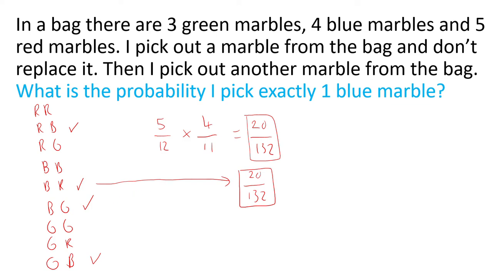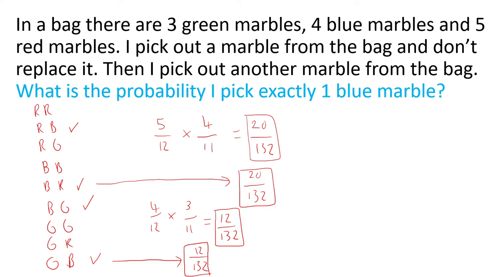Okay, now let's look at the probability of blue and then green. So the probability of picking blue in the first go will be 4 out of 12. Probability of green on the second go, well, there's 3 green marbles and there's 11 left, so that will come to 12 out of 132. And just like before, now that we've figured out the probability of blue and then green, we already know the probability of green and then blue, because it'll be the same probability, so 12 out of 132.